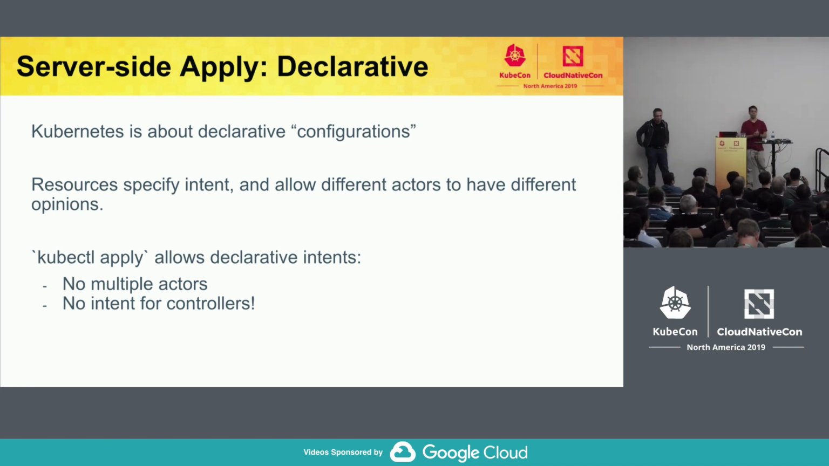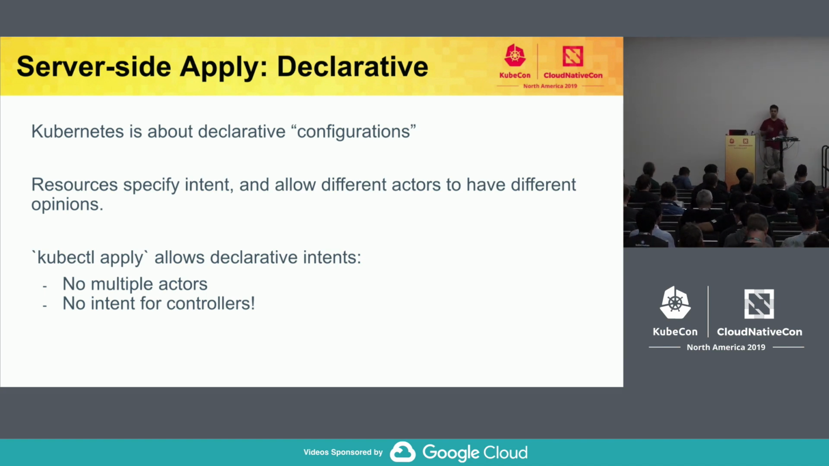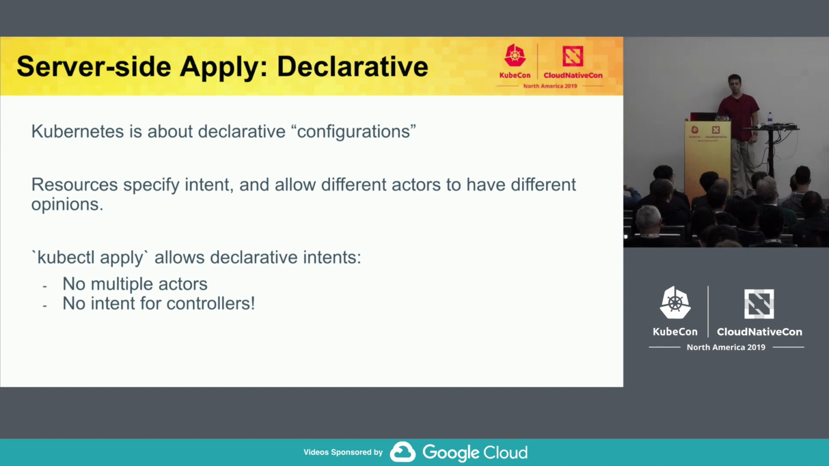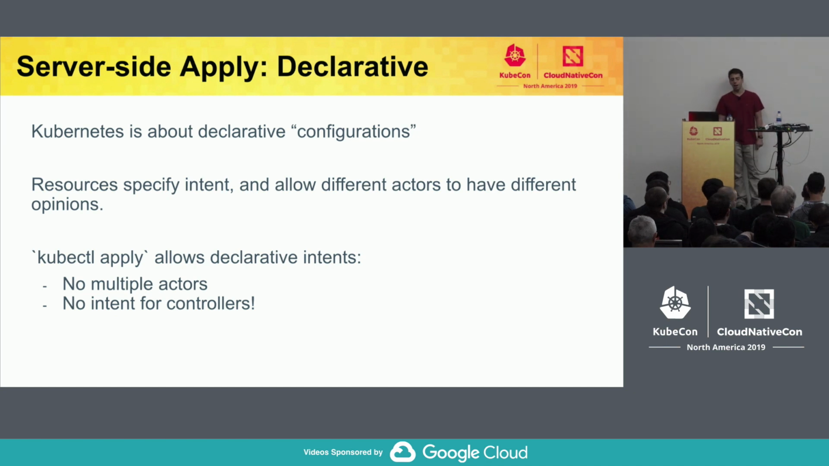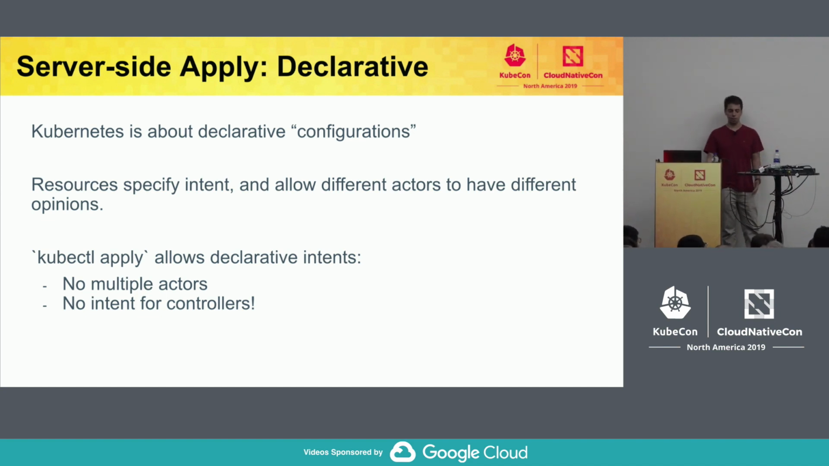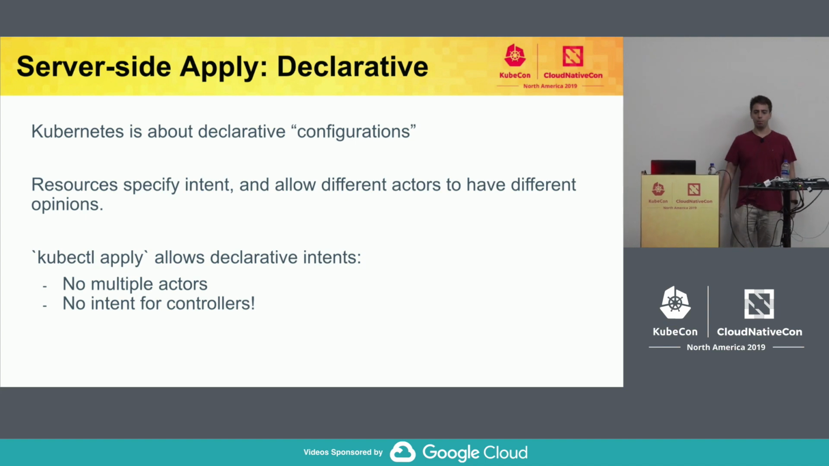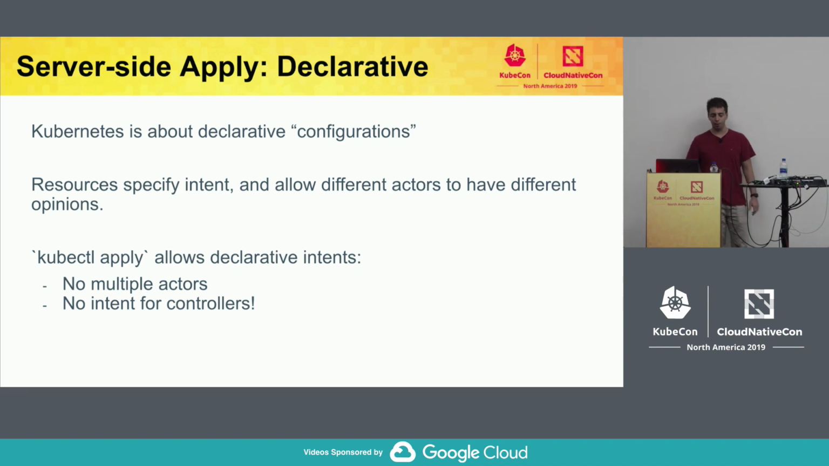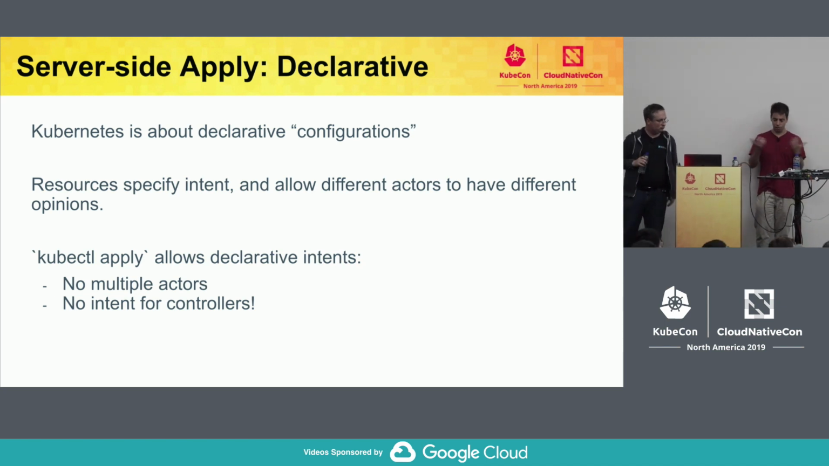Okay, server-side apply. So when we started implementing this feature, we spent a fair amount of time trying to understand how configuration and objects worked in Kubernetes. And so we went back to the roots, and we realized that Kubernetes is about declarative configurations. What does this mean? It means that multiple people in the system have an opinion about the resources, and they're going to send what they care about, and this is going to be merged together into the object. The object is changed by multiple actors, and they have to collaborate together to have a good, reasonable value. The resources typically specify the intent, and multiple actors are changing it.